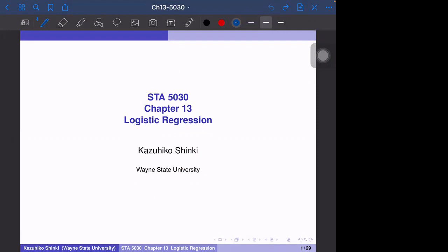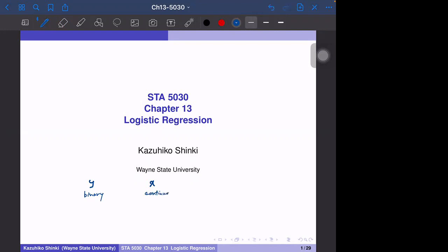Hi, chapter 13, logistic regression. We have studied several regression models, and I mentioned that we need different models for different types of response and predictors. Chapter 13 deals with the model when y is categorical, to be exact, y is binary, and x is continuous.